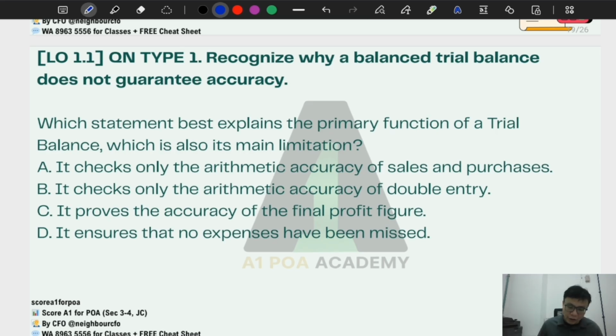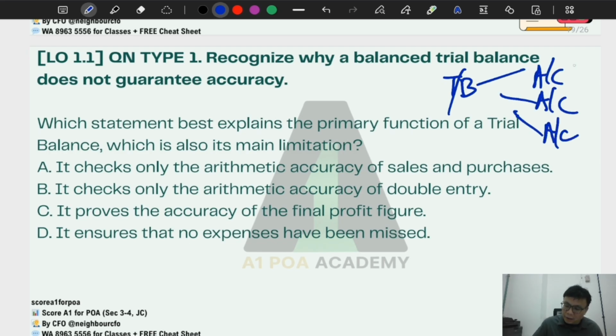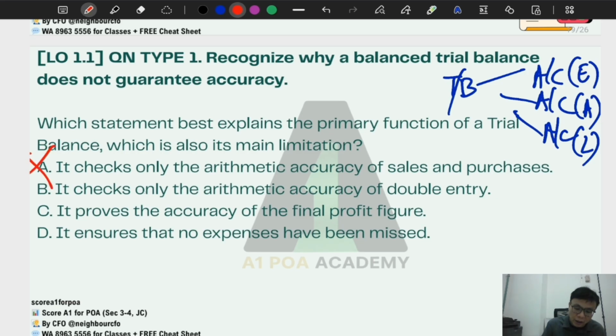So A, it checks only the arithmetic accuracy of sales and purchases. Not true. In the TB, you have many accounts, right? You have the expenses account, you have the asset account, you have the liability account, and so on and so forth. Therefore, this will not be the correct option, because it says that it only checks the accuracy of sales and purchases, which is wrong.